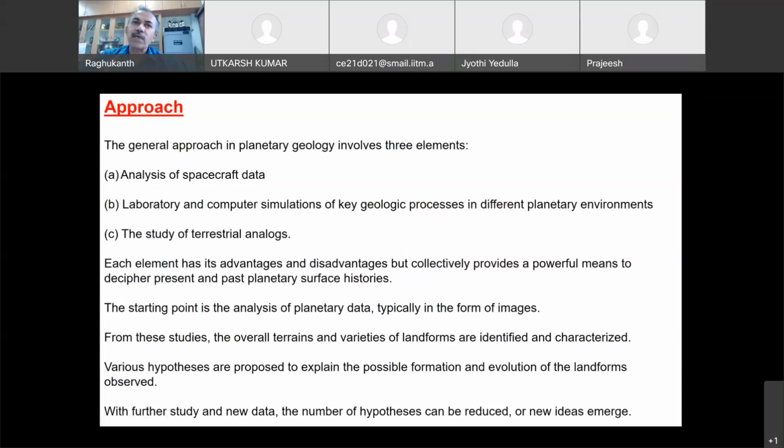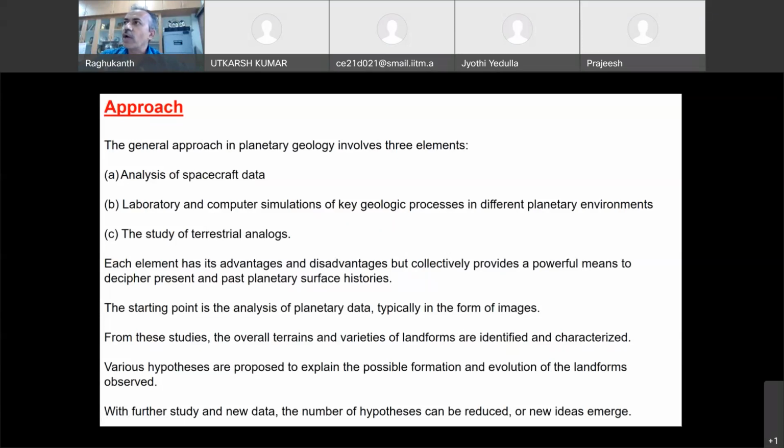understand the past and present surface time histories also. Of course, the starting point is the data only. Without images or without any data, you will not be able to do anything. So this is the starting point. Once these maps come, we identify all the terrain varieties, and then we try to form a hypothesis, and then we try to get some kind of explanations, like as I already told, computer simulations or terrestrial analogs and other things we try to do.